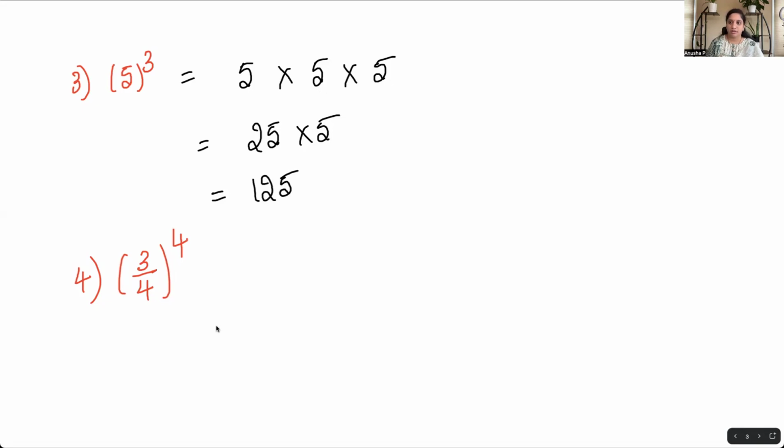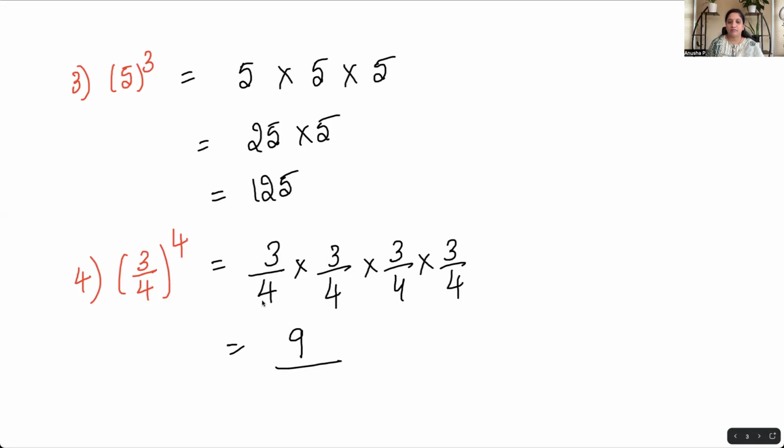We can apply the exponents to fractions too. Here, 3 by 4 to the power of 4. So you have to write 3 by 4 4 times. Okay? So 3 times 3 is 9 and 4 times 4 is 16. Again, 3 times 3 is 9, 4 times 4 is 16. So this is equal to 9 times 9 is 81, 16 times 16 is 256.